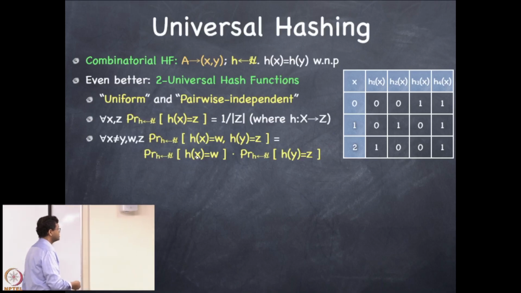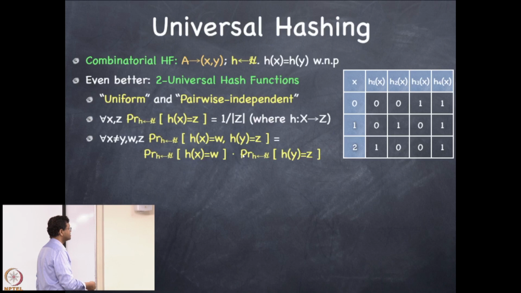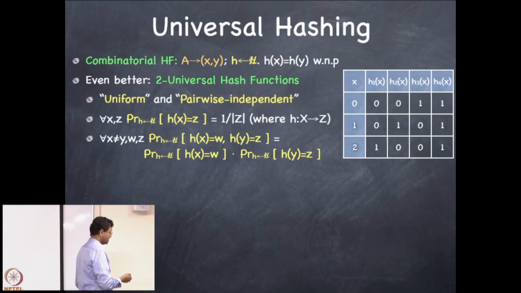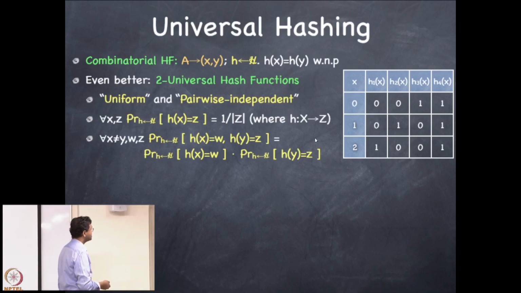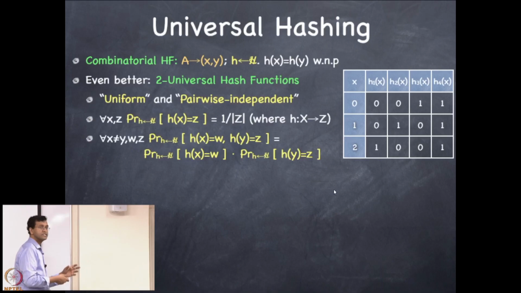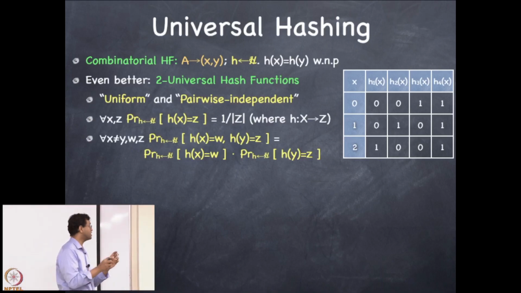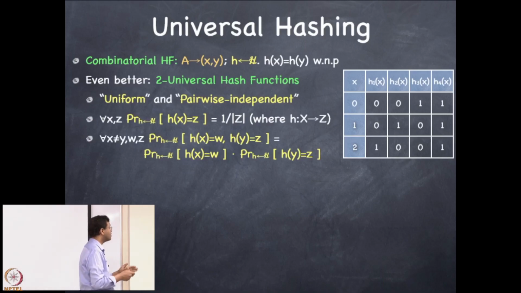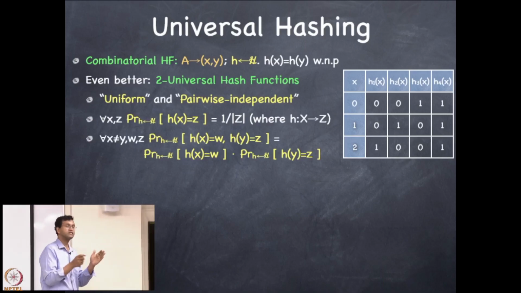Okay, or it'll be equal to, there's the independence saying that these two events are independent. Their probability is the product of their probabilities, each of which is 1 by z, so it'll be 1 by z square. Okay, so looking at this example, I take 2 pairs, say 1 and 2. What we are looking for is that the pair of values hx and hy, so h1 and h2, as a pair is uniformly distributed over all pairs of bits.